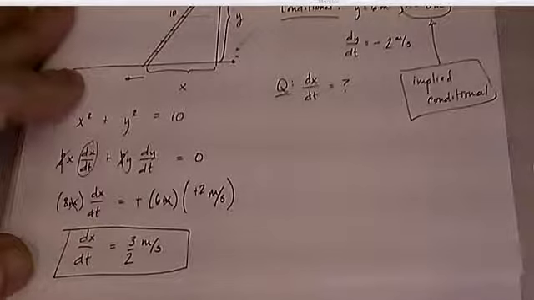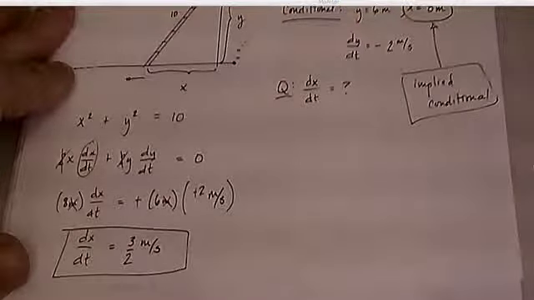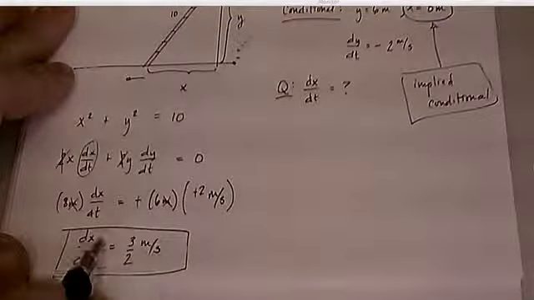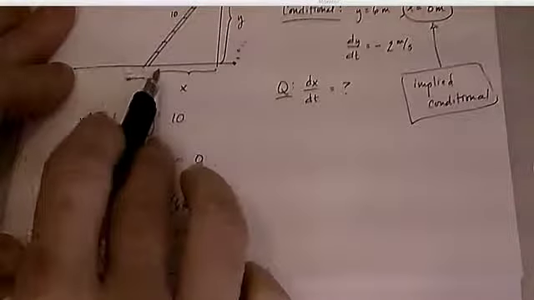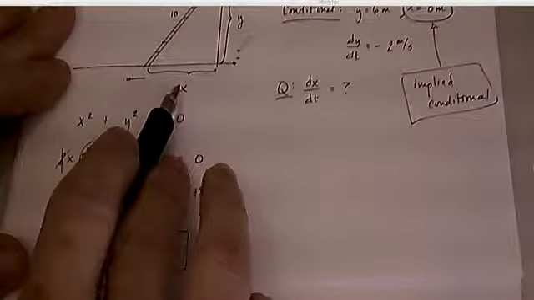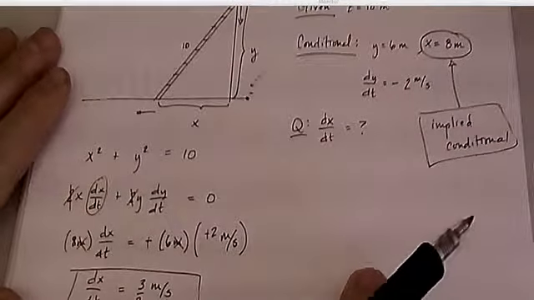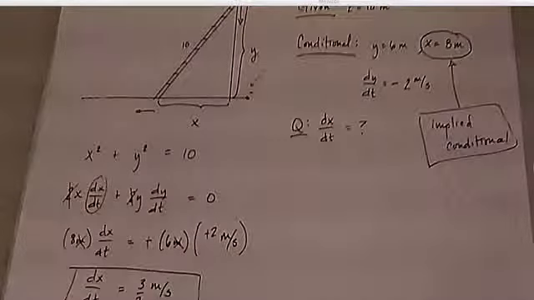Now notice that it's positive, and it should be, because dx/dt is positive means x is getting larger, and if the bottom of that ladder is sliding away from the wall, x is indeed getting larger. Now this is a classic example of a related rate question dealing with Pythagorean triangles, right triangles and the Pythagorean theorem.